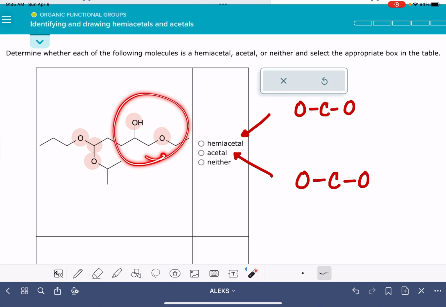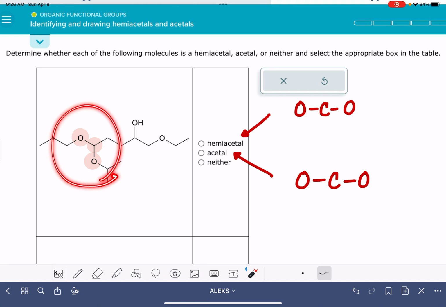This is not an example of an acetal or hemiacetal. These 2 oxygen atoms are separated by 2 carbons, which makes them just nothing special. So this is the acetal or hemiacetal functional group.